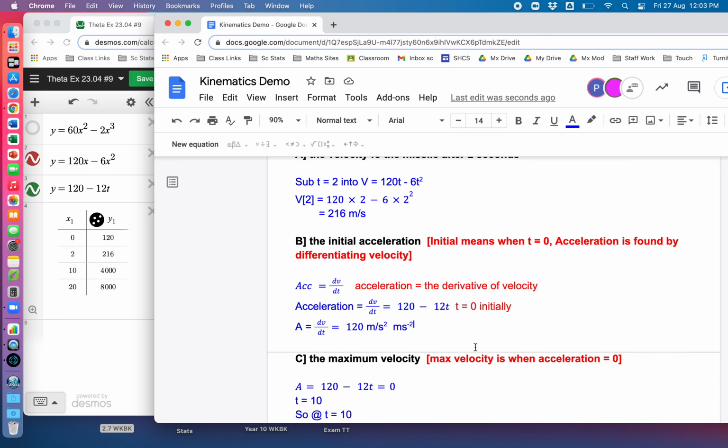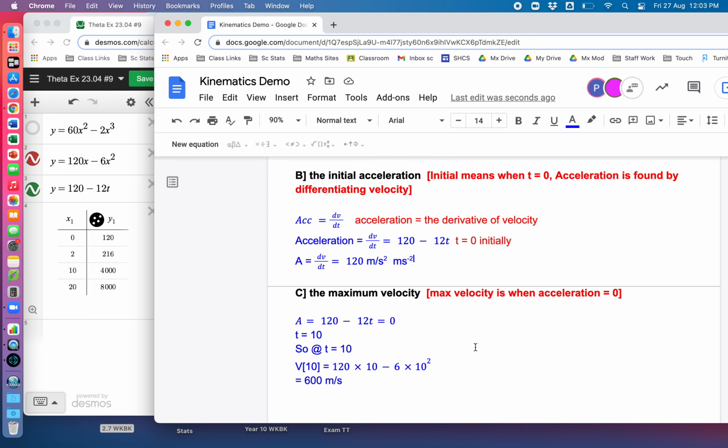It matches. Find the maximum velocity. So this is when acceleration equals 0. We've just got an equation for acceleration here. So we can make it equal to 0. A little bit of algebra. T equals 10 would make that equal to 0. So at t equals 10, what is the velocity? 120 times 10 minus 6 times 10 squared. That gives me 600 meters squared. Meters, not squared, per second.